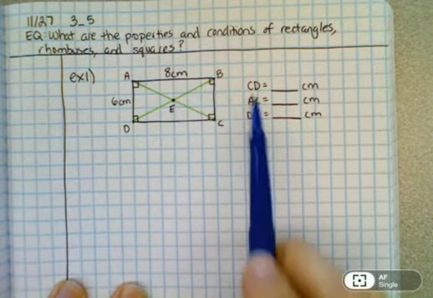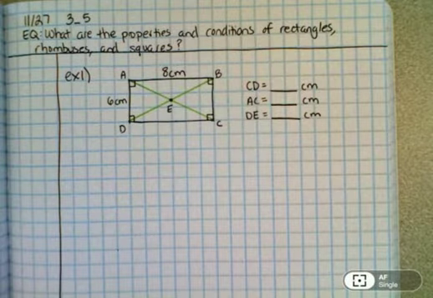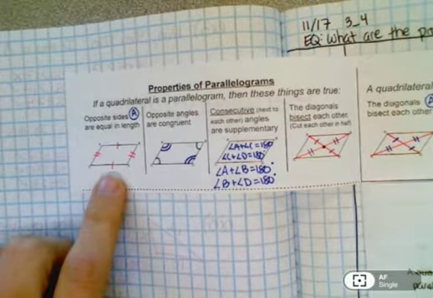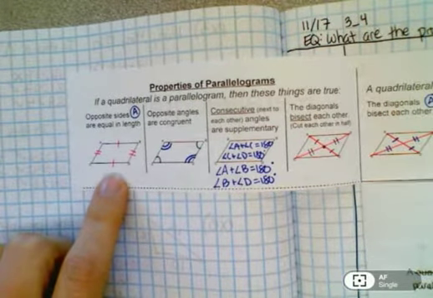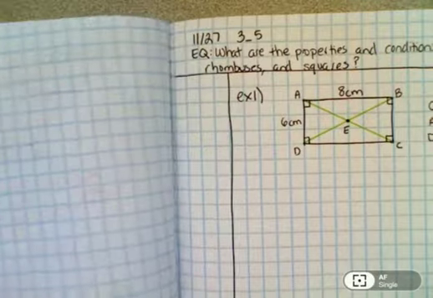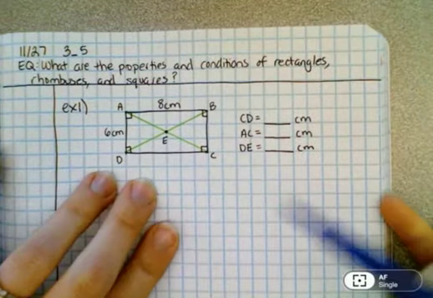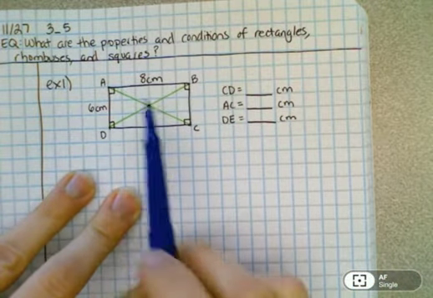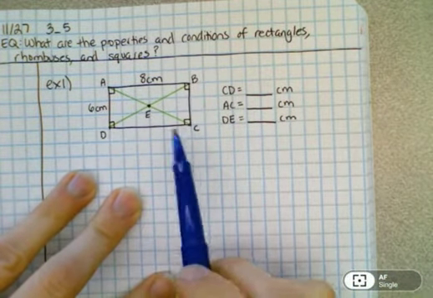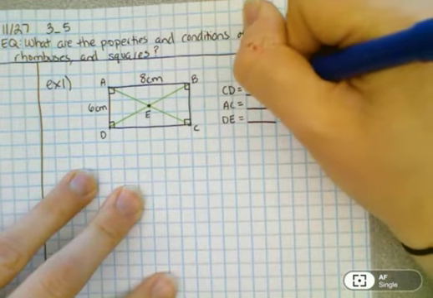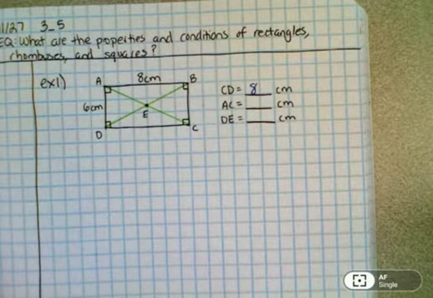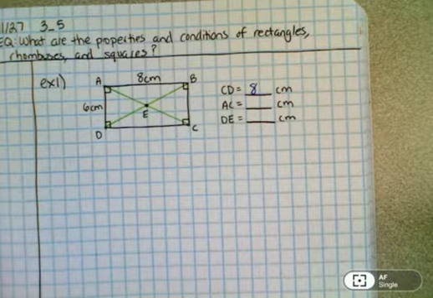And because we're dealing with a parallelogram, if you look back at the parallelograms and we look at our properties, one of the properties of a parallelogram is that opposite sides are equal in length. And since rectangles are parallelograms, we know that's going to be true for a rectangle as well. So it's asking for the length of CD, and since opposite sides are congruent, CD also has to be 8 centimeters. And that's something you've known for a long, long time, that in a rectangle, the opposite sides are congruent.